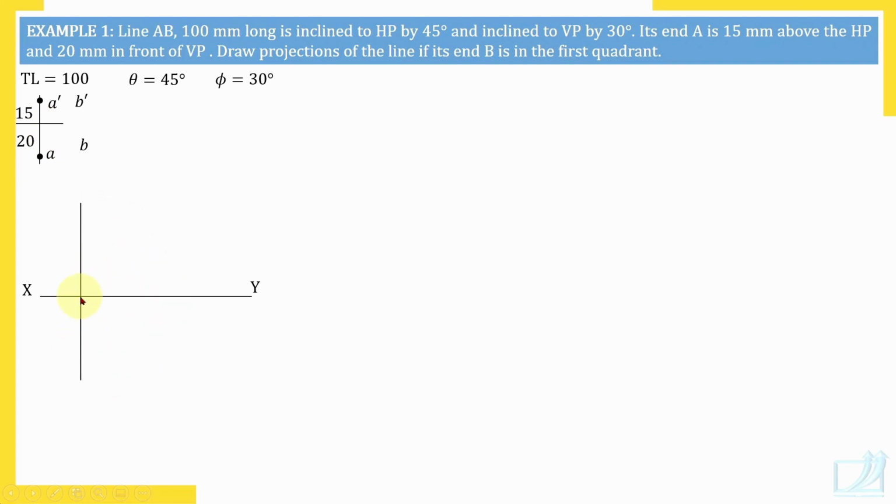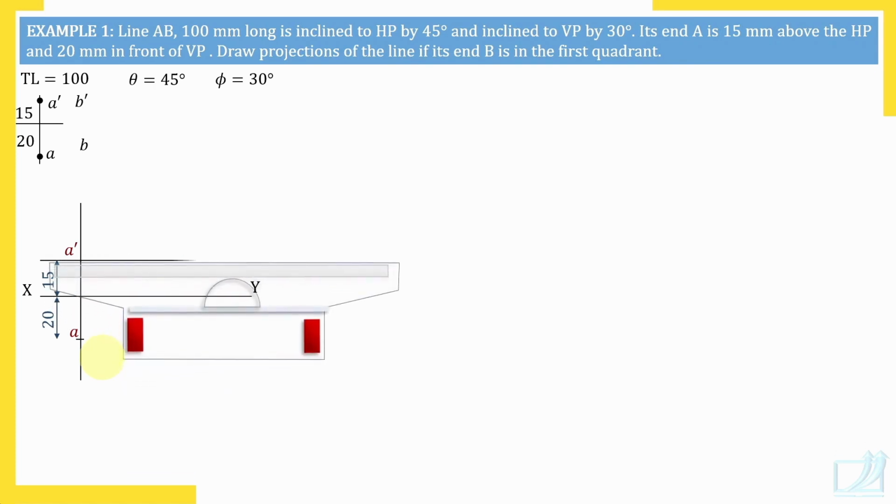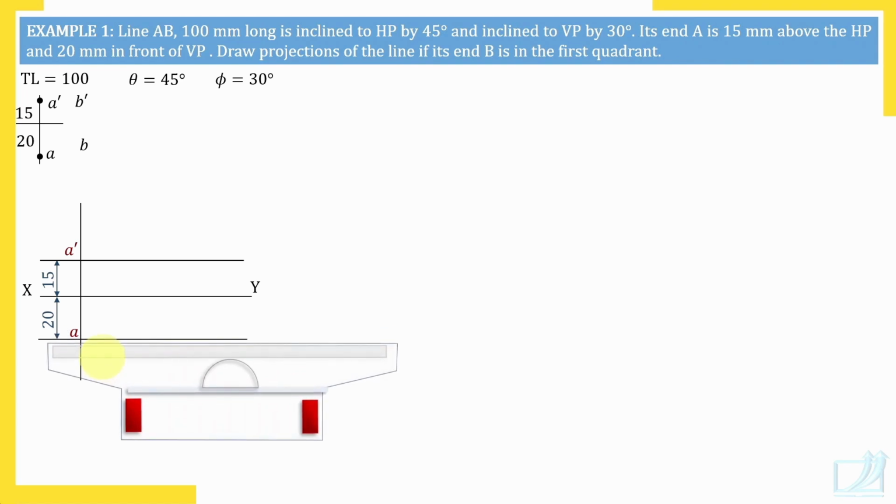So measure exact 15 millimeters above XY line because point A is above HP, and front view gives distance from HP. So label it immediately, and 20 millimeters below XY line. Prompt labeling is very important in solving problems on projections of lines. So now set roller with XY line, and through A dash draw a horizontal line, and through A draw one more horizontal line.